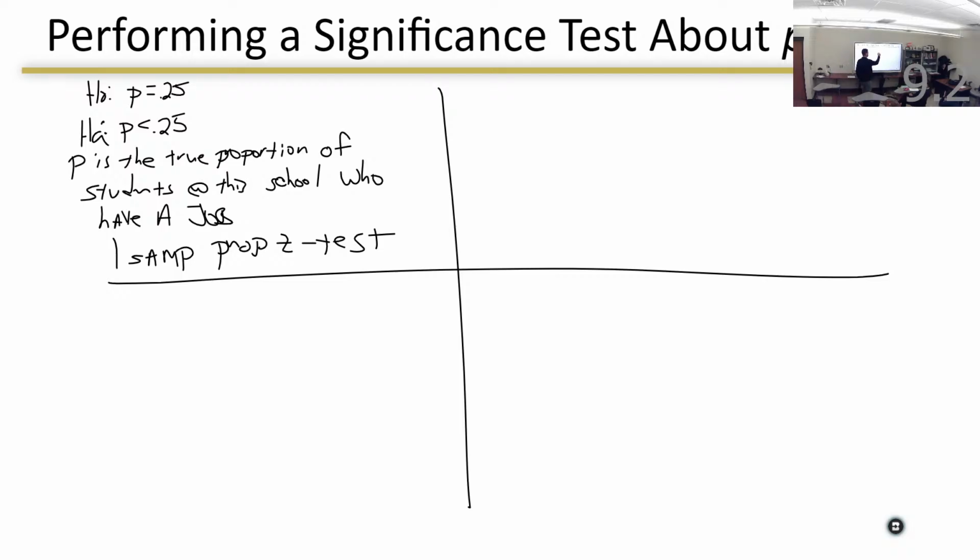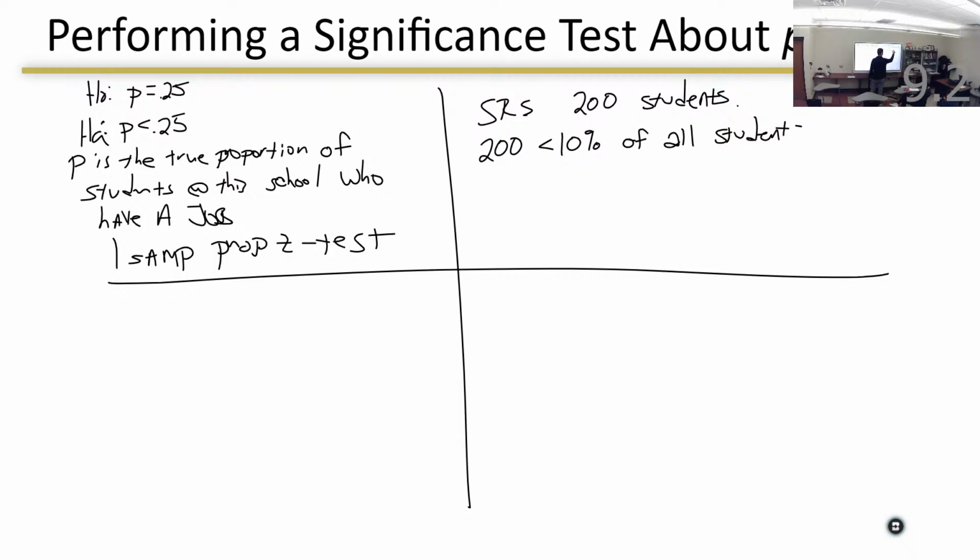We have an SRS, 200 students. We don't have to write a novel on this, but don't just write SRS check. Go a little bit further than that. I'm going to assume that 200 is less than 10% of all students. I don't know that, but it does say it's a large high school. We're going to go with that. I don't know that it's not.